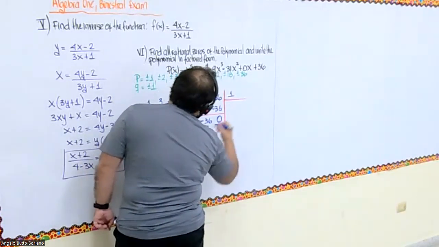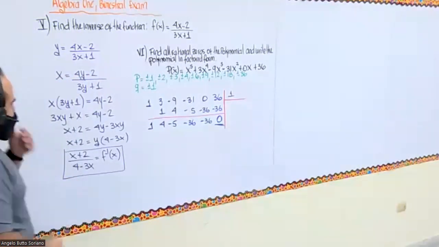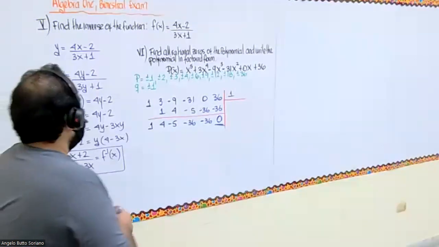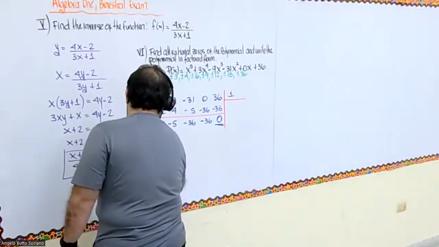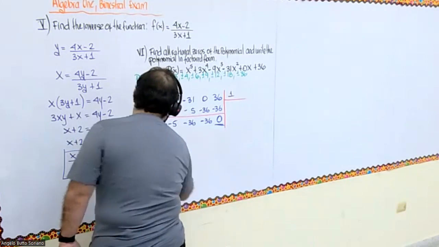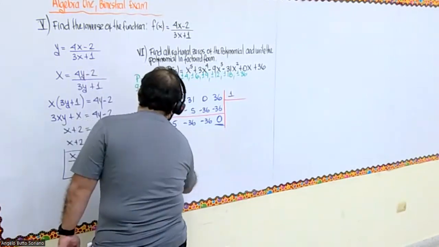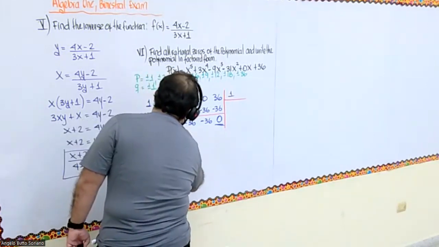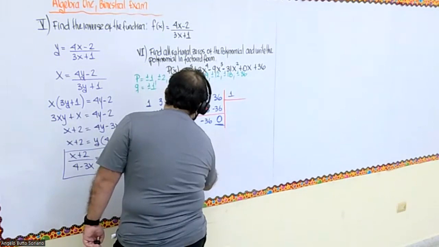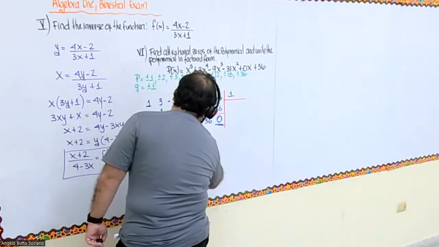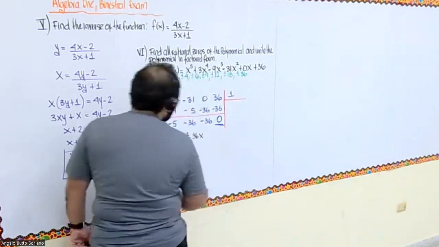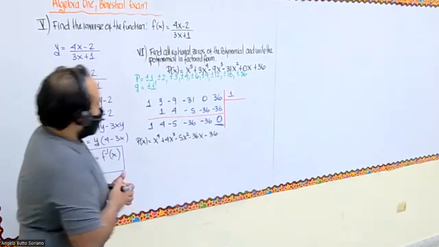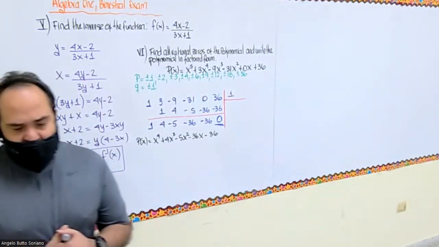And the first polynomial gave us a value from 0. So the new one, P(x), will be given by x to the 4th power plus 4x cubed minus 5x squared minus 36x minus 36. Okay, this is going to be the second polynomial.